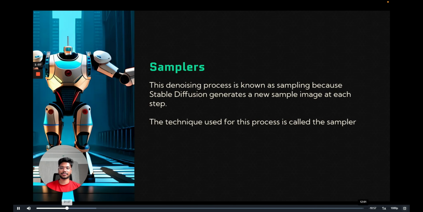The denoising process is known as sampling because Stable Diffusion generates a new sample image at each step. The technique used for this process is called a sampler, right? So the technique is the sampler, and the whole process is sampling. So you got it, right? You got samplers and you got sampling.